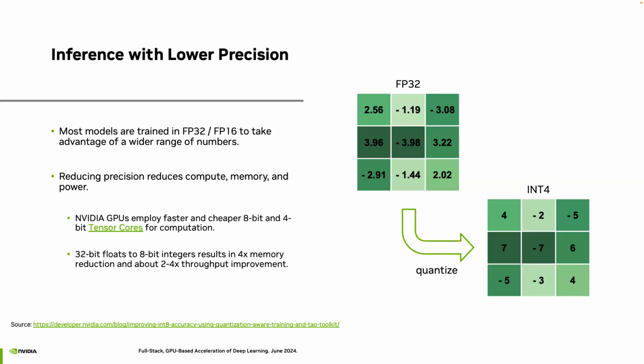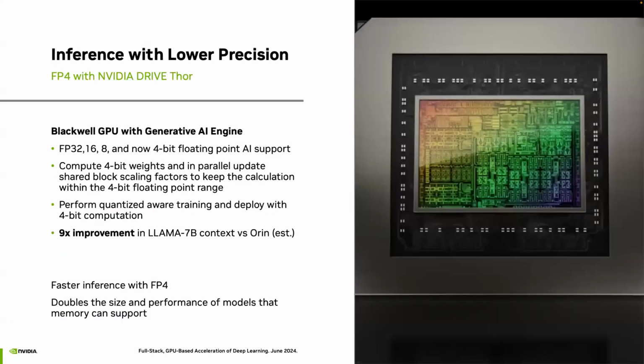And for large models, we would potentially even consider compressing to 4 bits. This is doable now because NVIDIA has new GPUs supported by the Blackwell architecture, such as DriveThor. These GPUs can support 4-bit floating point calculation. As an example, for the Llama 7B model, it can achieve 9 times improvement when we compress into 4 bits, so we can further increase the inference speed of the models.